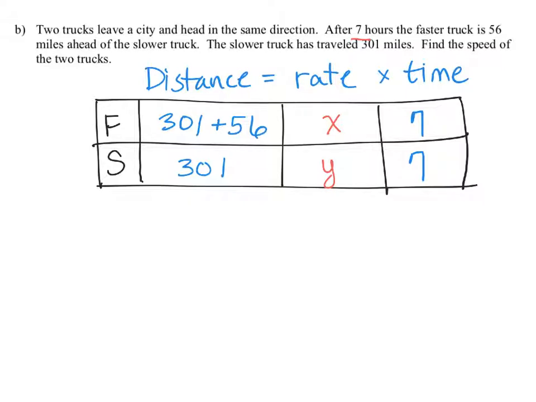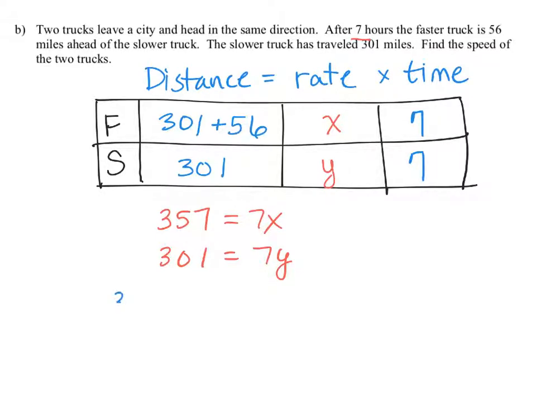Now, by setting up the information in this table, we have everything organized, and we can use the fact that distance is equal to rate times time to come up with our two equations. So for the fast truck, the total distance was 357 miles. So we can say 357 is equal to the rate, which is the unknown, x, times the time, x times 7 or 7x. And then for the slower truck, distance equals rate times time is going to be 301 is equal to y times 7 or 7 times y. Now we can solve each of these equations.